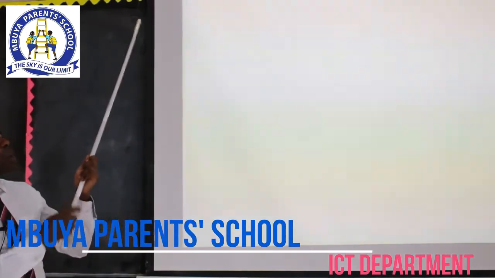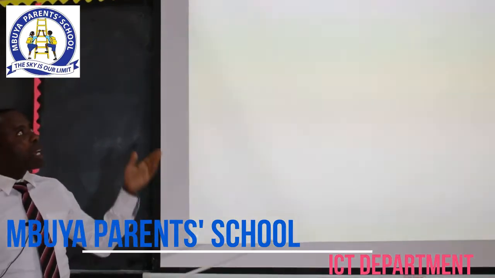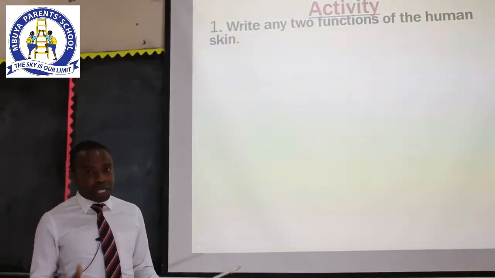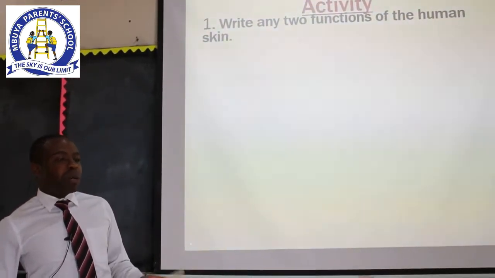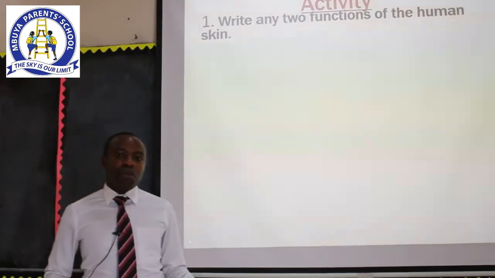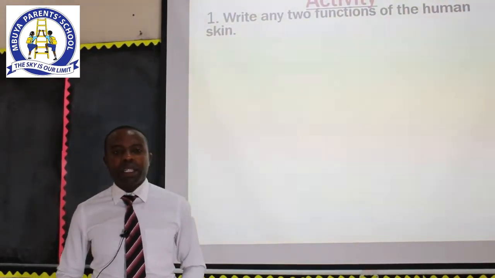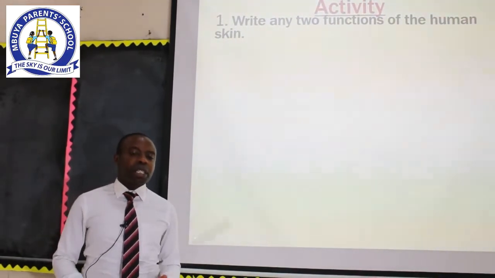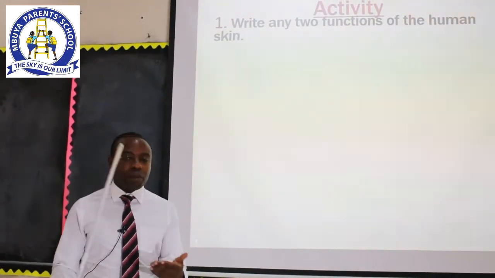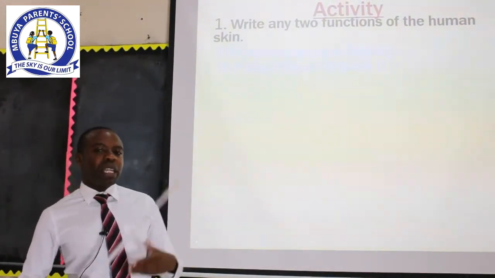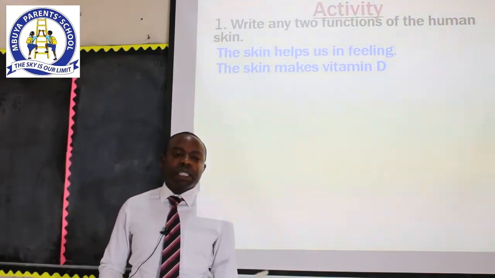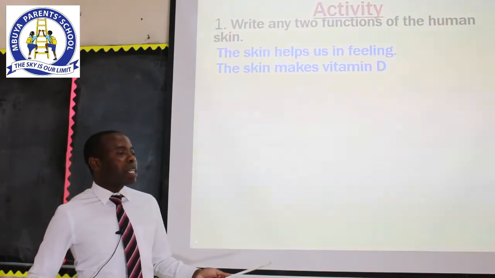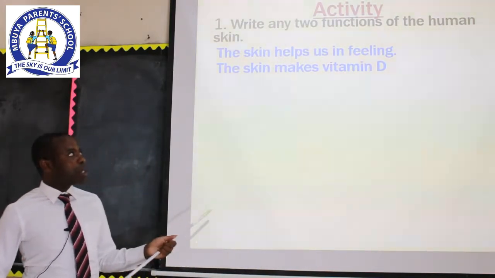We had question 1, whereby we are required to give at least 2 functions of the human skin. Remember, in the previous lesson, we saw many functions of the human skin, whereby they included sensation, and we say the skin acts as the sense organ for feeling. Being the outer organ, it protects the inner parts of the body, and it helps us to regulate body temperature.